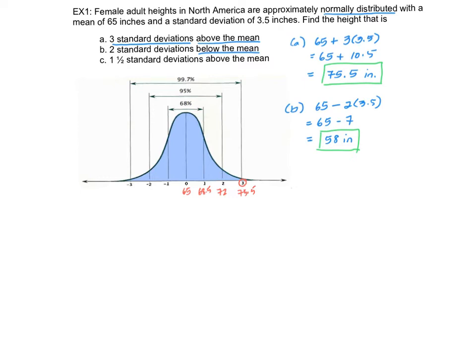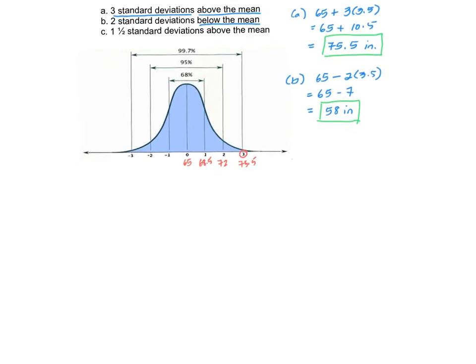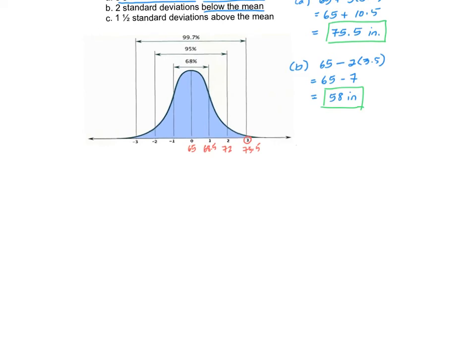Part B, I was going 2 standard deviations below the mean. So I would start with the mean of 65 and I would subtract 3.5 to get 61.5. And then subtract 3.5 again, I would be at 58.